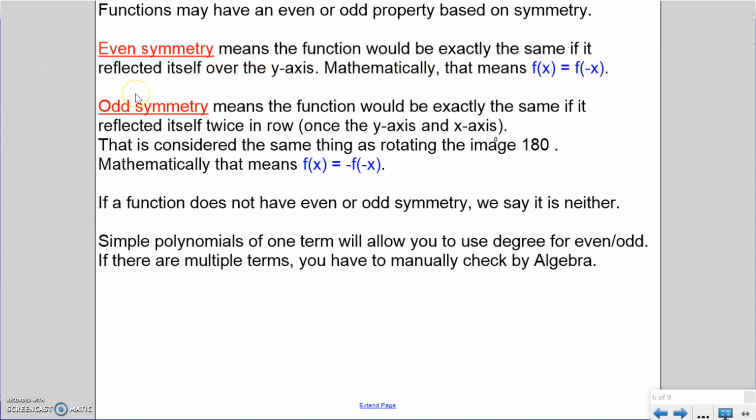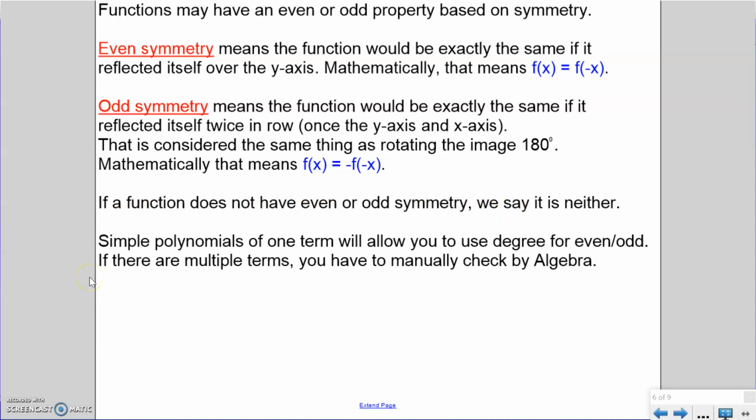Odd symmetry means the function would be exactly the same if it reflected itself twice in a row, once over the y-axis and once over the x-axis. That is considered the same thing as rotating the image 180 degrees. Mathematically, that means f of x is equal to negative f of negative x. If a function does not have even or odd symmetry, we say neither.